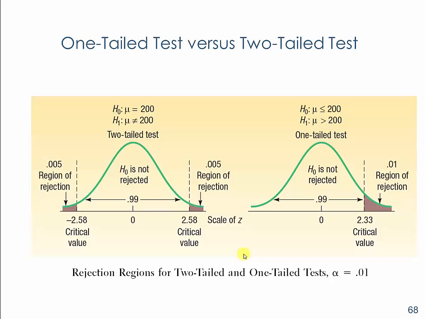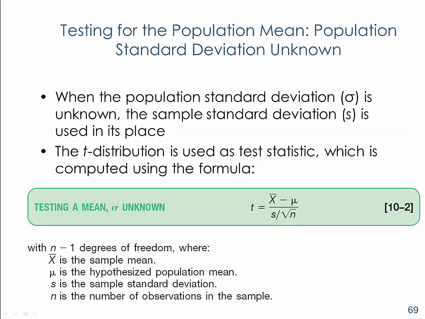So, are we done? No, because what do we do if we don't know the population standard deviation and we have a small sample? When we don't know the population standard deviation, the sample standard deviation is used in its place. We use the t-test statistic. The t-distribution is used for the test statistic, which is computed using this formula right here, which is very similar to the z-statistic. And it's similar to what we're doing with the confidence intervals.